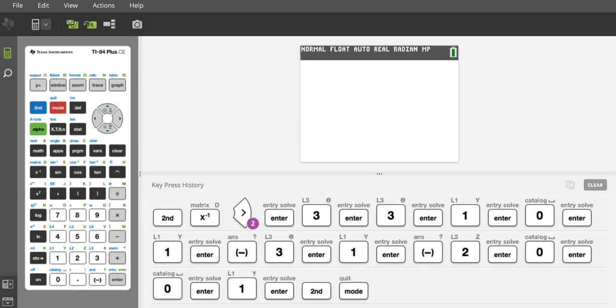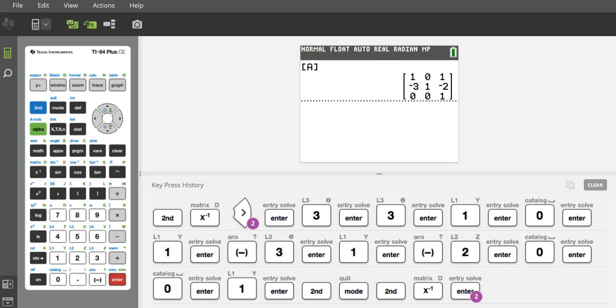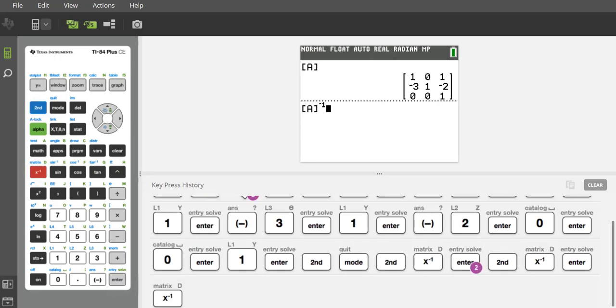If I go back to my home screen and say second matrix and hit enter, what does matrix A look like? Okay, good. Now I want to do second matrix A inverse. See the button that's lit up red? That's the inverse. Hit enter. That's it. That's A inverse.